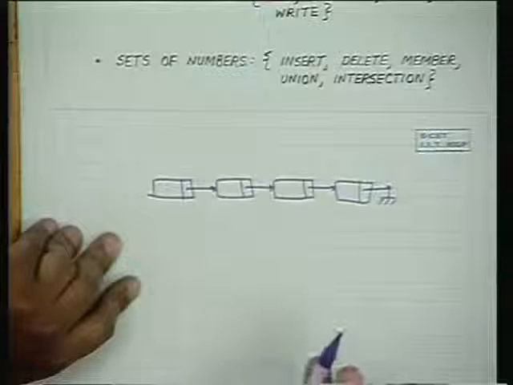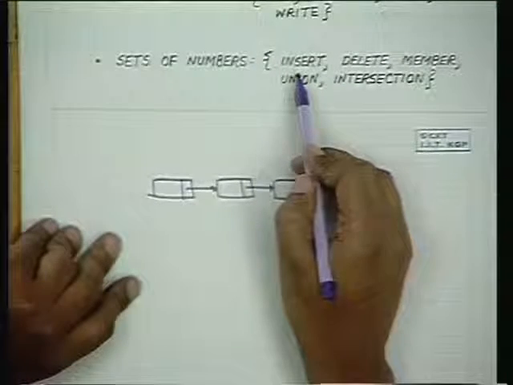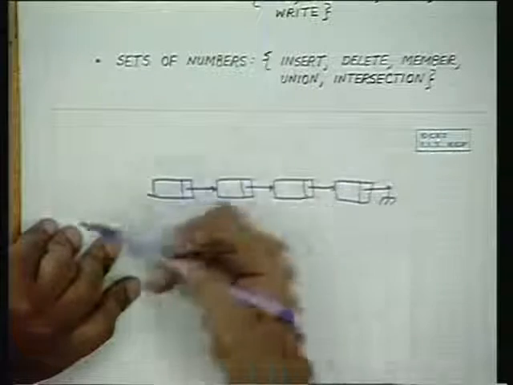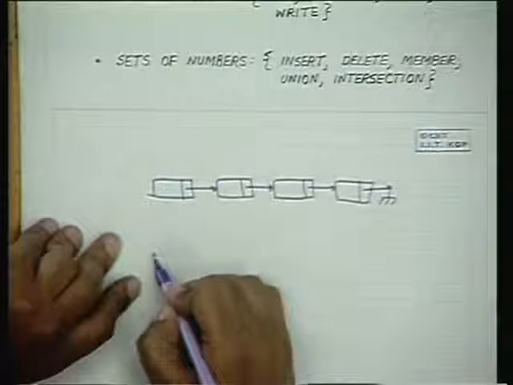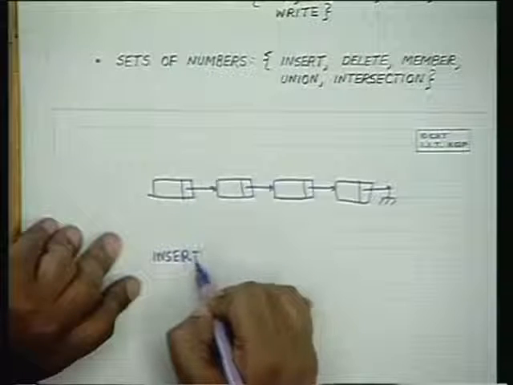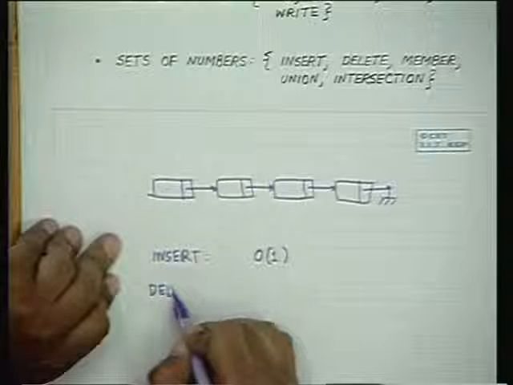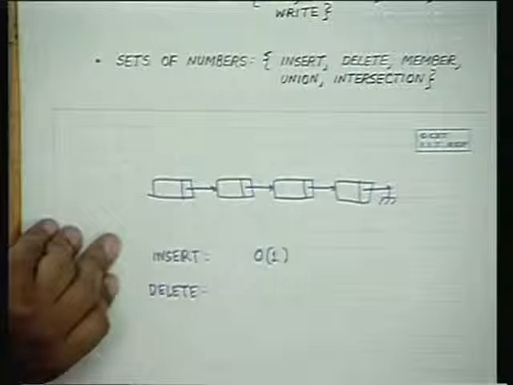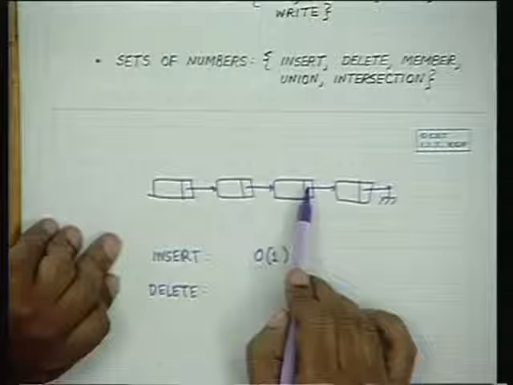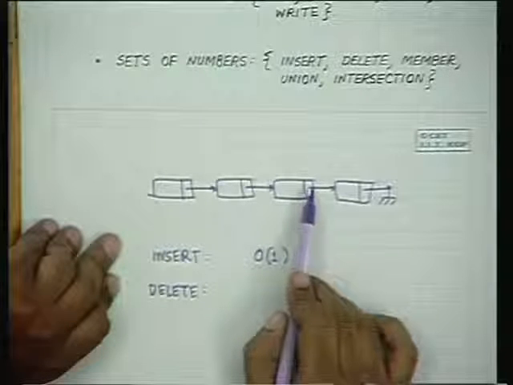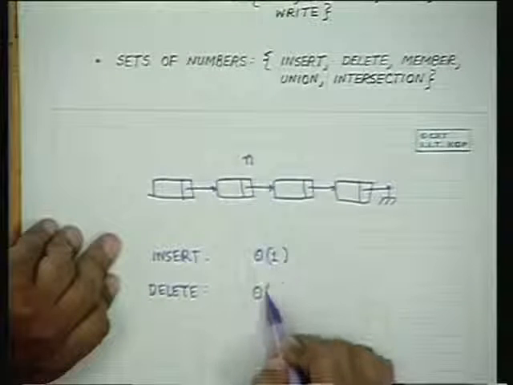Are you getting the point? So what will the insert operation, suppose you just make a linked list. Insert operation, how much time will it take? Constant time. You can insert in the beginning, you can insert in the end, wherever you want. So insert operation will take order one time. Delete operation, if you give a number and ask to delete that number, how much will it take? You will have to find out that number in the list and then delete it. So in the worst case, if there are n elements, it will take order n time.